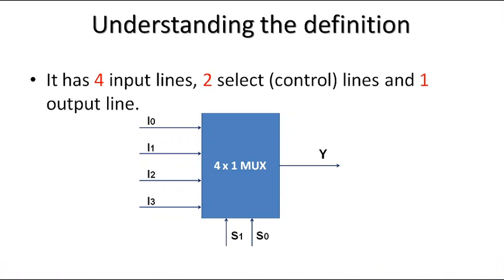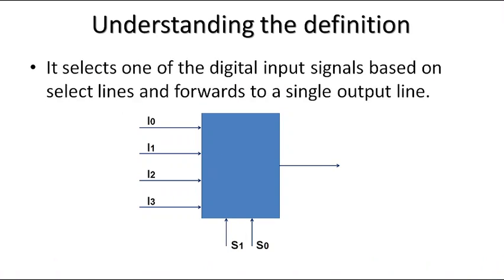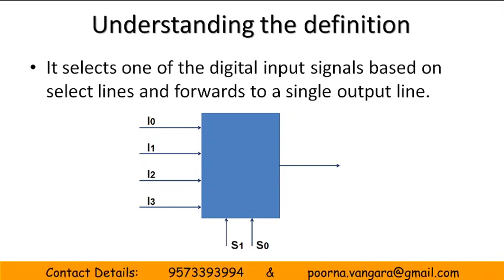So now let us see how it is operating. It selects one of the digital input signals based on the selection lines, that is S1 S0, and forwards it to a single output line, that is Y. So consider the S1 S0 combinations because it is digital. Please remember, all of I0 to I3 and S1 S0 are Boolean variables. That means they can have the value 0 or 1.